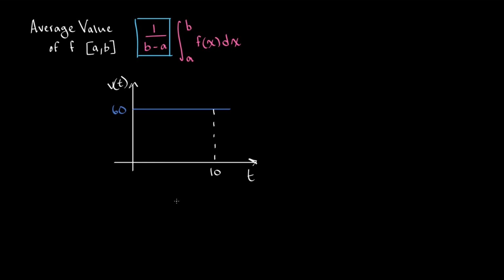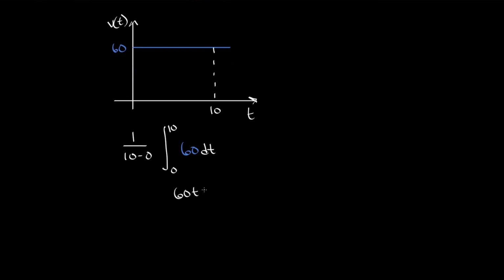Because if we were to calculate and use what we found for finding an average value of a function, we would get the following. We'd have 1 over 10 minus 0, so that's the length of our interval there, and we'd have the definite integral from 0 to 10, and our constant function is 60, and we would be integrating with respect to t, and what would we get? We would get 60t, and then we'd evaluate this from 0 to 10, and then we'd be multiplying by 1/10, and this would come out to what? 600, and then we would be multiplying by 1/10, and we would get 60 out. So exactly what we expected.